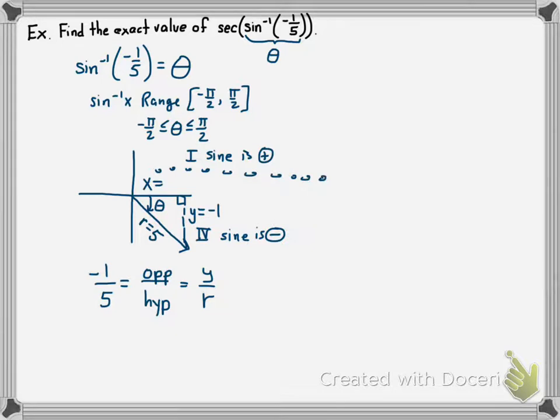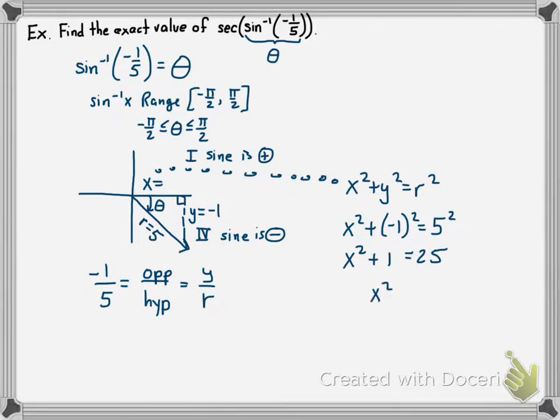by using the Pythagorean theorem. So the Pythagorean theorem says x squared plus y squared equals r squared. In this case we're looking for x, so we have x squared plus y, which is negative 1 squared, equals r squared, so that's 5 squared. So we've got x squared plus 1 equals 25. So x squared is 24, and that means x is equal to square root of 24.